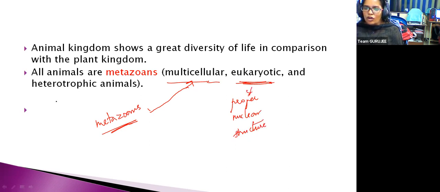So what is heterotrophic? What is autotrophic and heterotrophic? Autotrophic means they can prepare their own food. Heterotrophic means it has to depend on other sources to obtain its food.